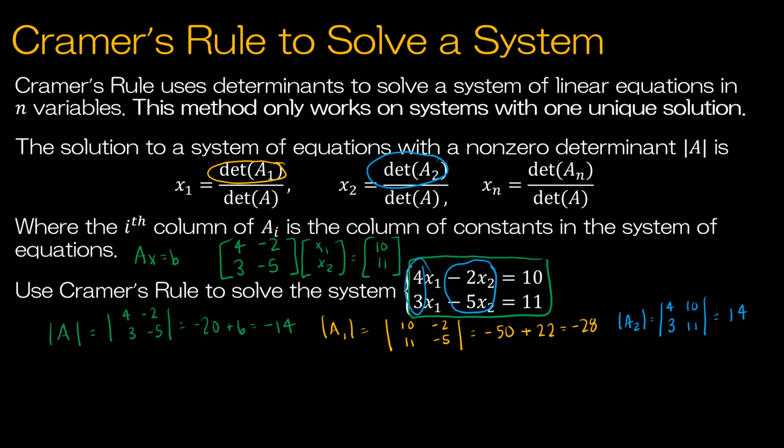Now, the great thing about this is I haven't really broken a sweat mathematically. I didn't have to do a lot of work, but that gives me x1, the solution, is simply the determinant of A1 divided by the determinant of A. So that means this is simply -28 divided by -14, which is +2, and x2 is the determinant of A2, or 14, divided by the determinant of A, which is -14, giving -1. So I have solved this system just using a bunch of determinants.